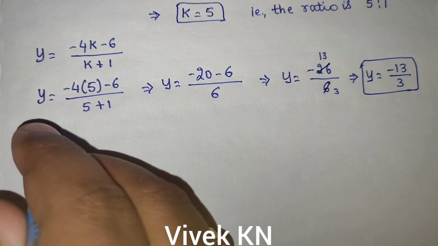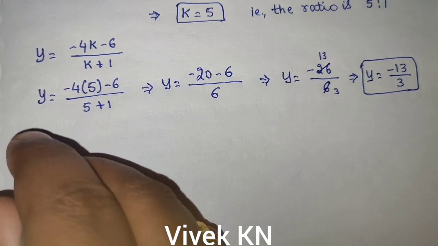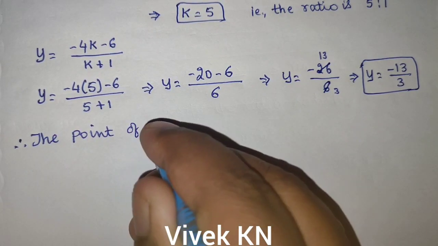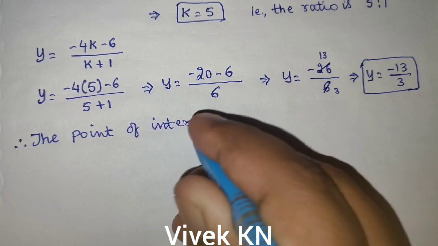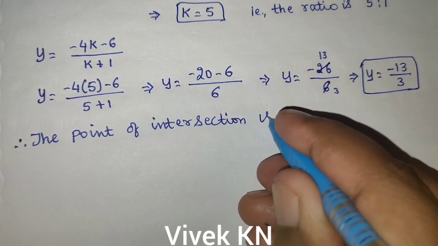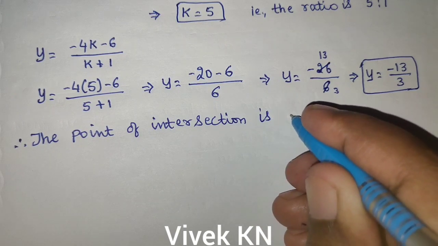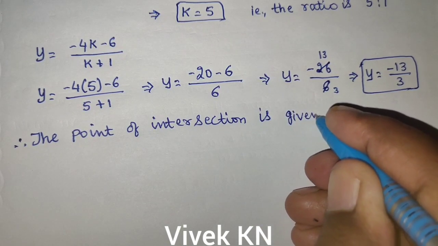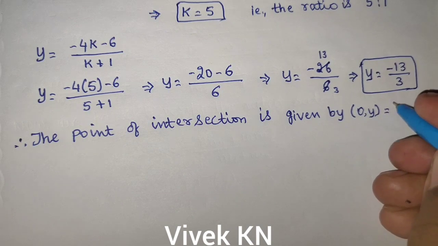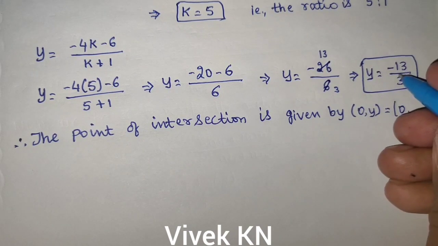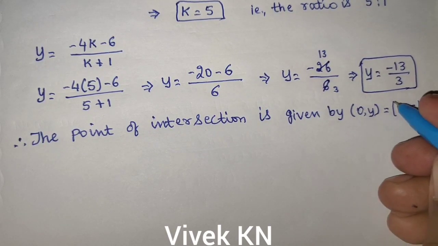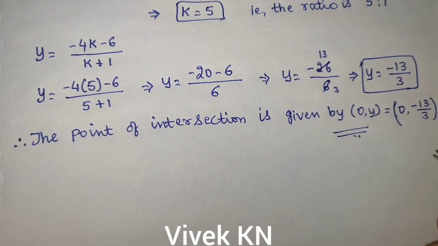Therefore, the point of intersection is given by x is equal to 0, y is equal to 0, the value of y is minus 13 by 3. This is the answer.